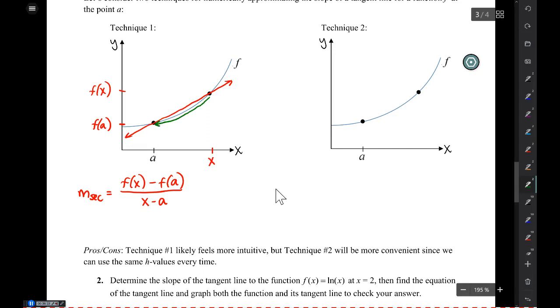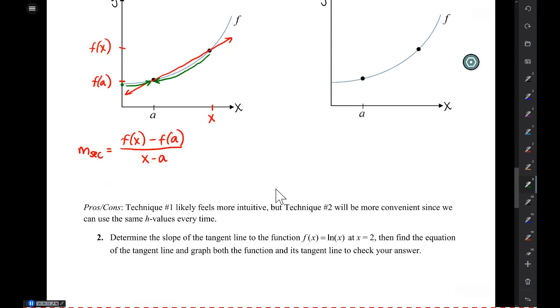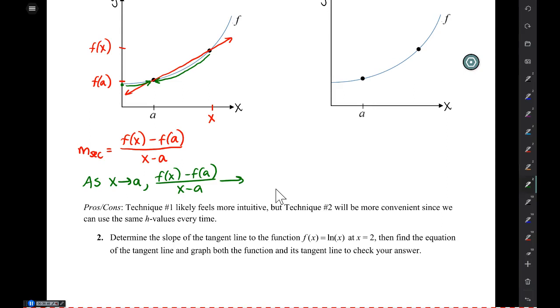But it could also come from the other side, right? It could be over here, because x is my moving point. I can put it anywhere. If it was over here, I'd want it to move in and get closer and closer to a, but not actually equal it. So as x approaches a, f of x minus f of a over x minus a will approach the slope of the tangent line, which I'm going to write as m tangent.